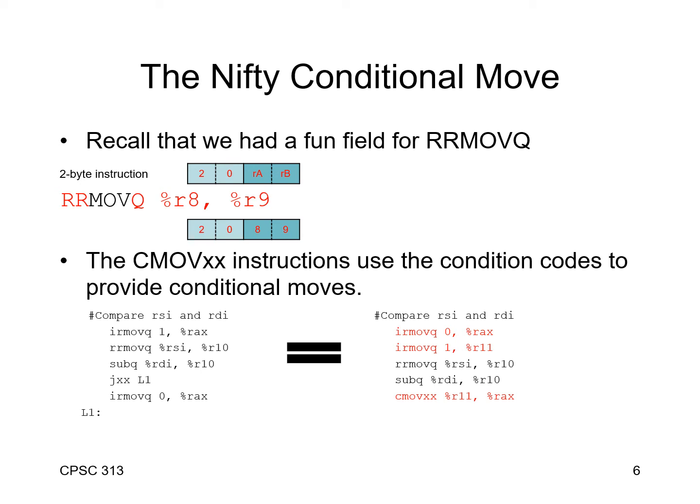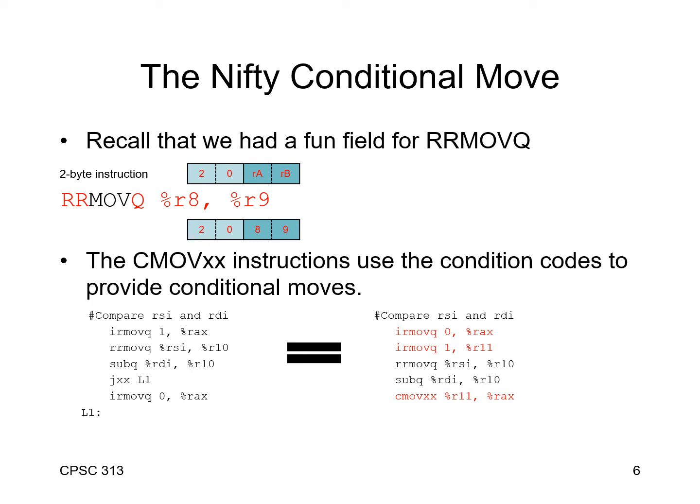So if you look at the code snippet on the left, it's sort of the canonical code that we used when we were experimenting with all those different conditional jumps. We initialized RAX to contain a one, saying the default is we're going to return true. And then we made a copy of RSI into R10. And then we did the subtraction. So we subtracted RDI from our temporary R10. And then we did the conditional jump saying, if the condition holds, then we're going to bypass moving zero into RAX and returning false.